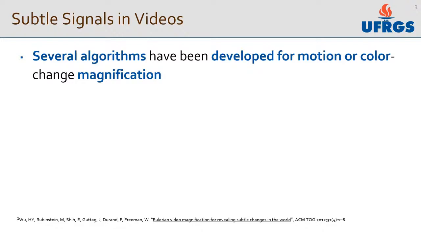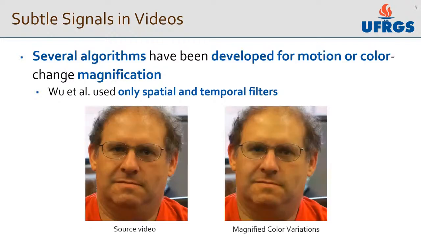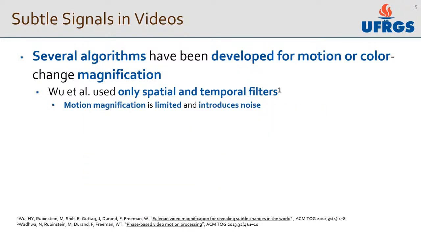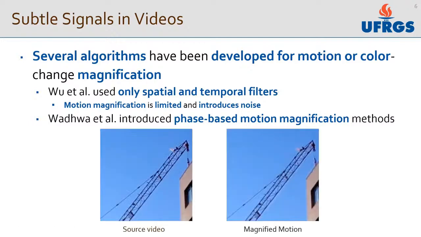Because of this, several algorithms have been developed in order to amplify this type of signals. Important work has been done by Wu and his colleagues using only spatial and temporal filters. As an example, given this apparently static video of a man's face, they were able to reveal the skin color variations caused by the man's heartbeat. This method, however, could perform only limited and noisy motion magnification. For this reason, Wadhwa introduced a method based on the local phases in the frames of the videos. They were then able to reveal, for instance, that a seemingly static crane was actually moving because of the wind.